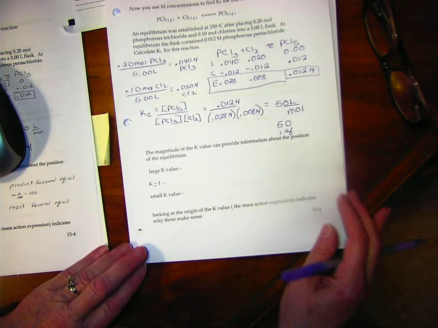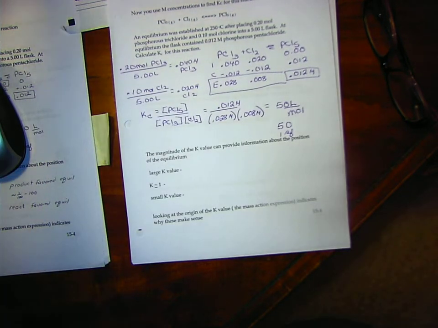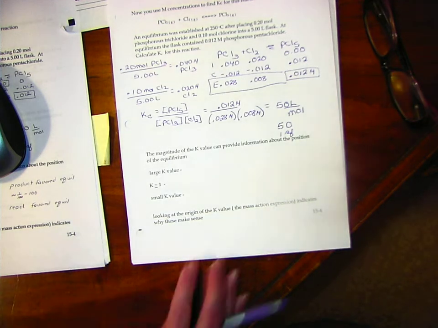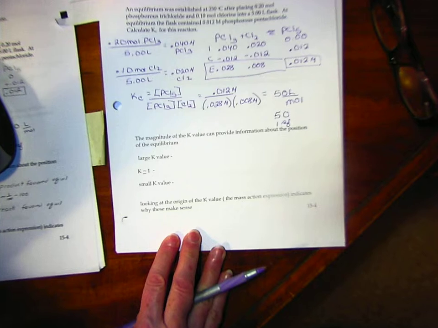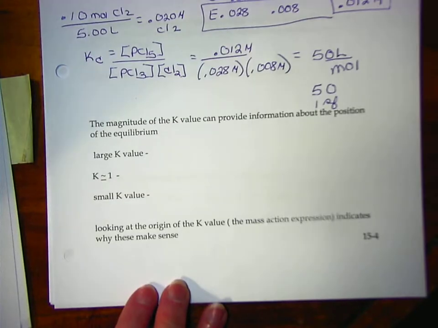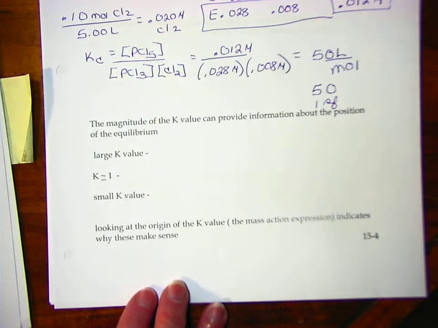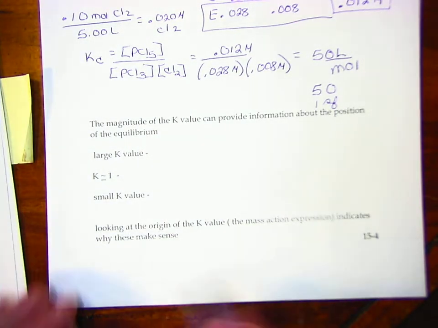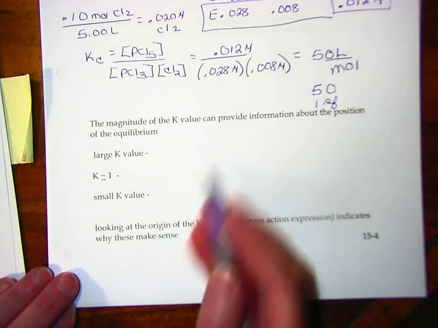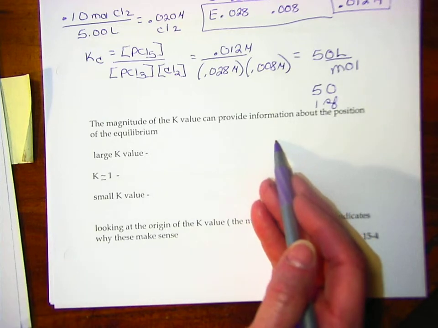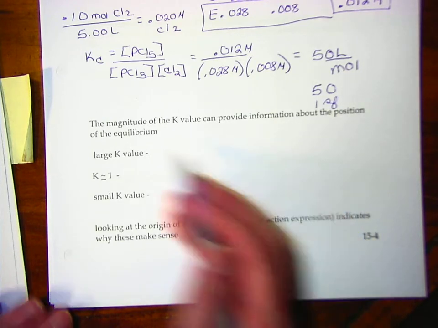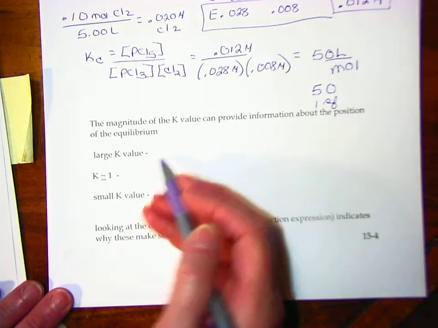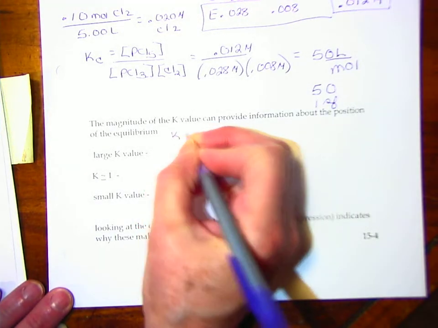So we've looked at a couple of examples where we actually calculated the K value if we knew the equilibrium concentrations or if we could figure them out. Now we want to look at some examples where we start thinking about what this K value really means to us. So the magnitude of the K value can tell us what's going on in that beaker, where the equilibrium is.